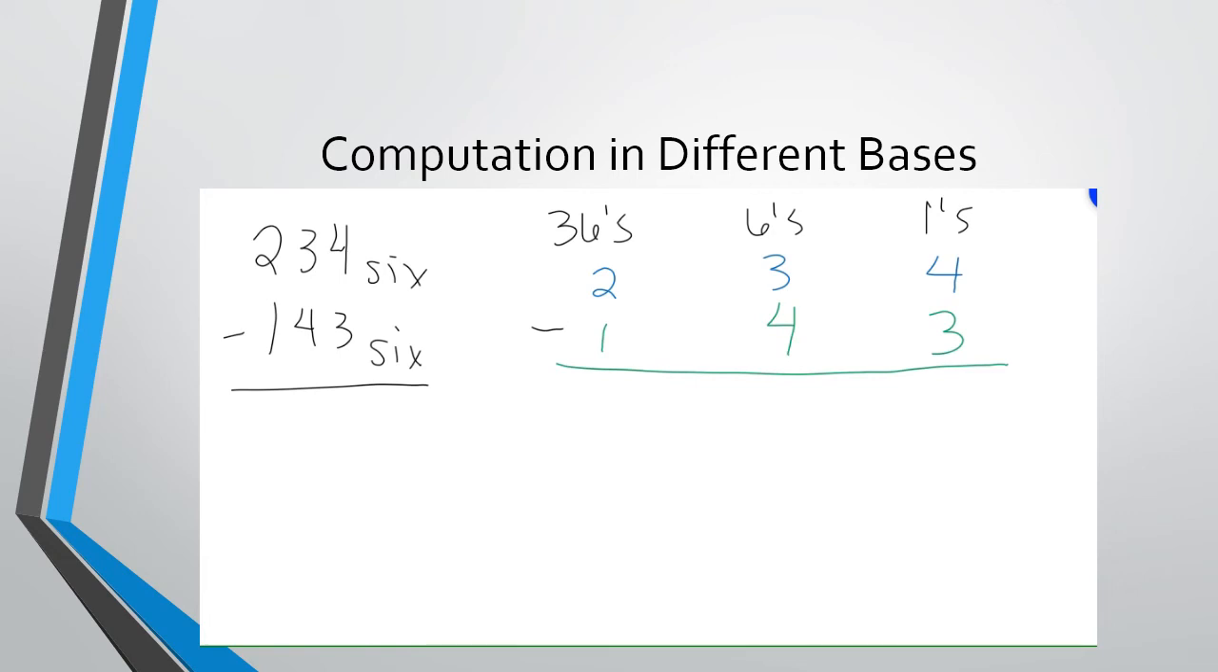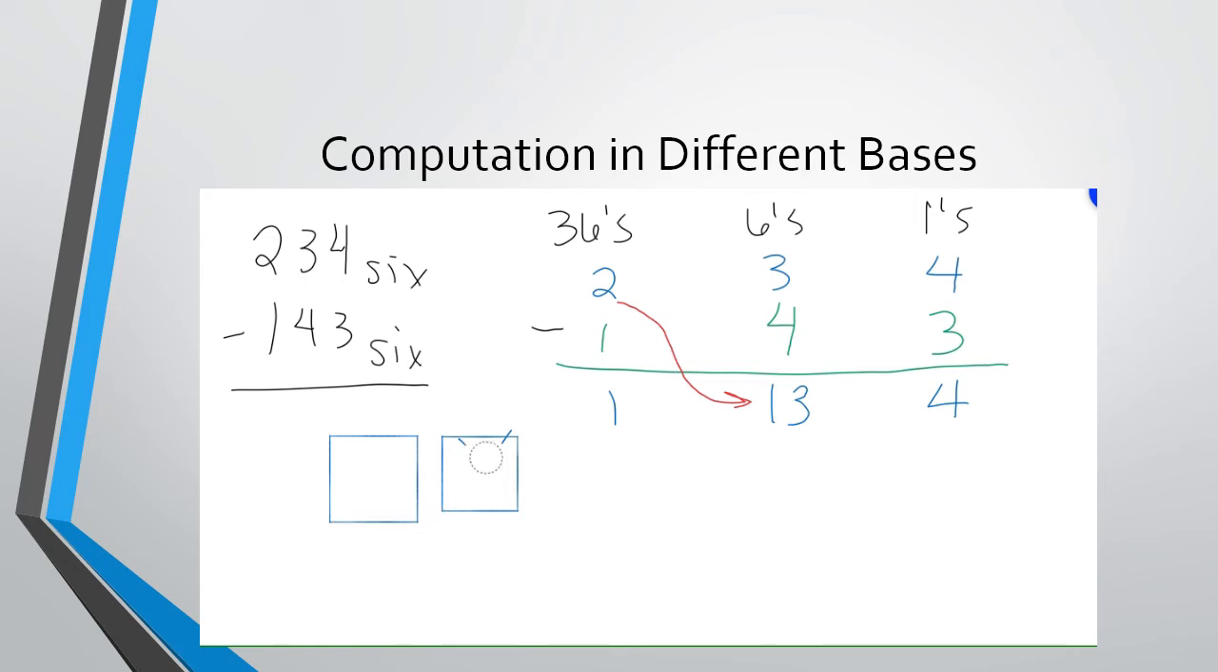Now let's look. Do we need to make any exchanges? 4 minus 3, that's good. 3 minus 4, not so good. I need to make an exchange. So I need to get an extra one over here. So we're going to break up my 36 block. I have 2 of them. Going to break one of them up and give it to the 6 blocks. So now I'm going to get a 1, 3 here, and a 1 for the first one, and the 4 stays the same.